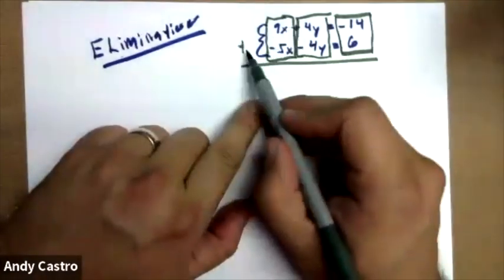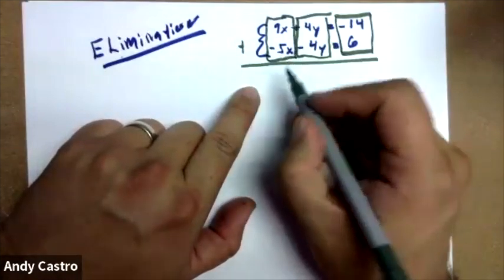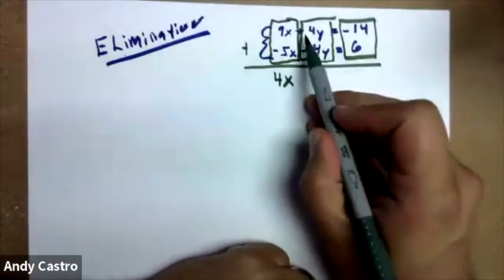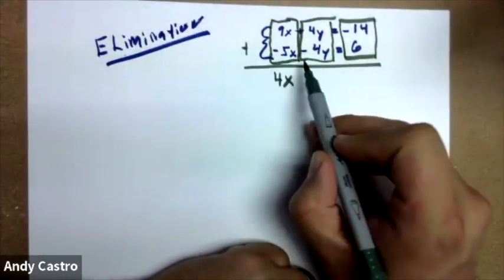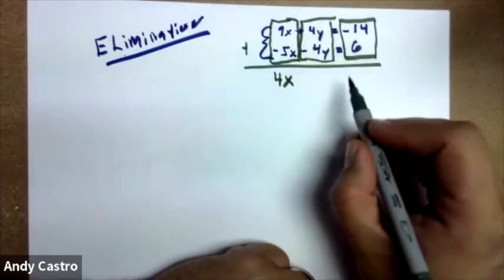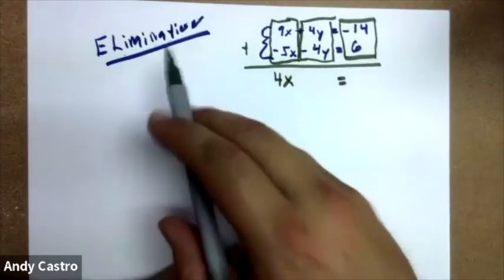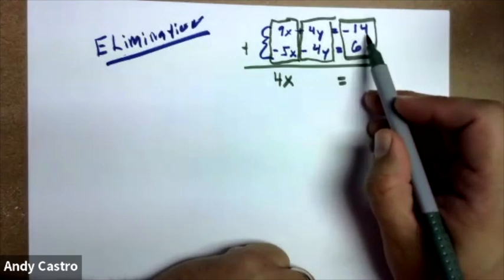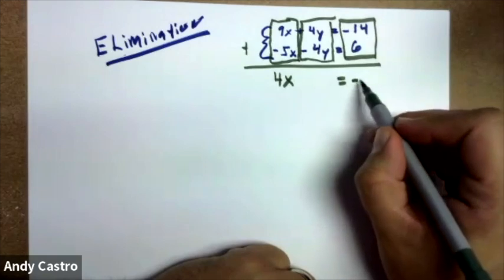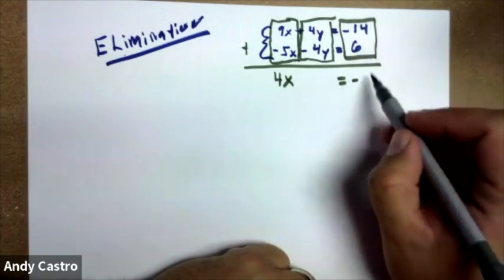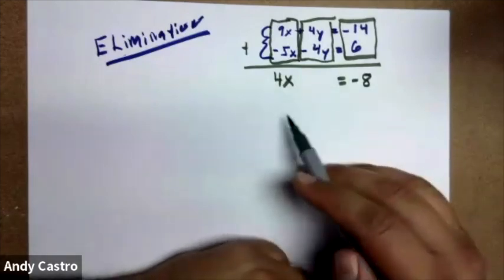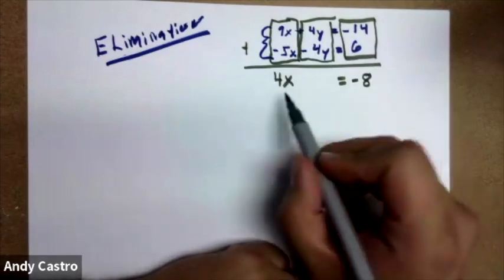So if I do that, 9x plus negative 5x, that's going to leave me with a positive 4x. Positive 4y plus a negative 4y, that's just going to give me 0. So I'm not even going to write that. That eliminates the y. Thus the name of the method known as elimination. Now, negative 14 plus 6, that's going to give me a negative 8. All right, now I've got 4x is equal to negative 8.